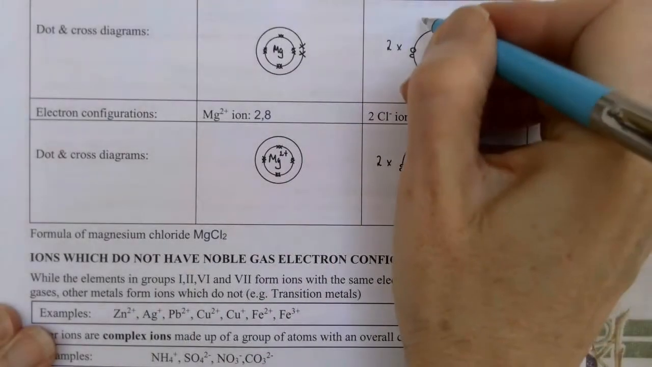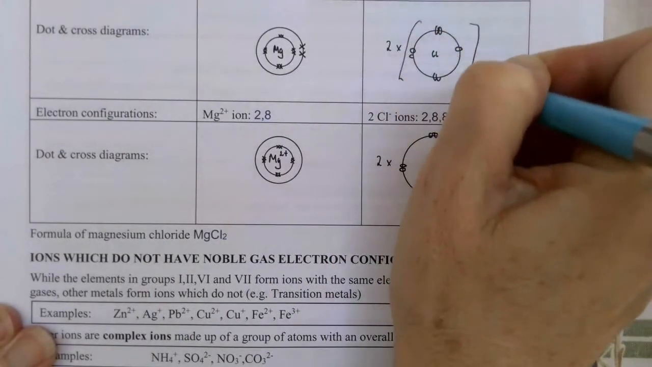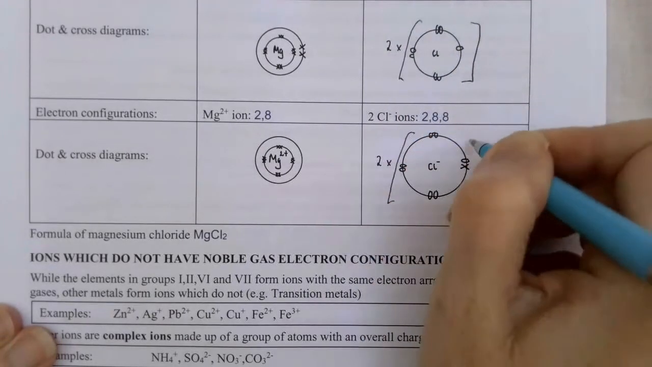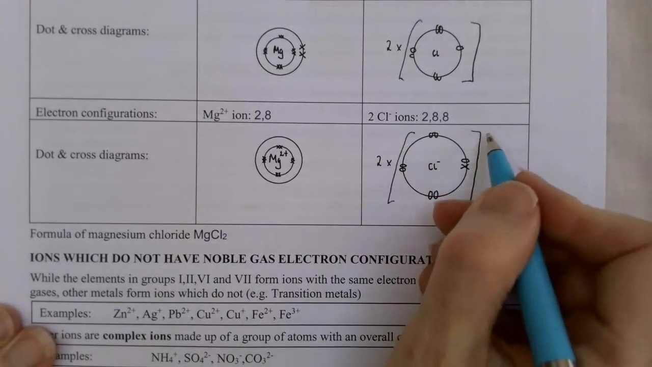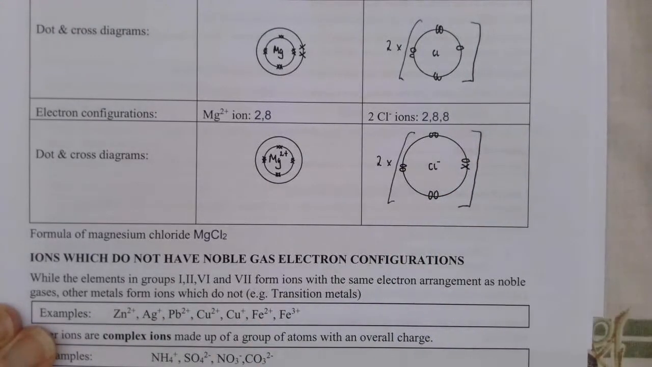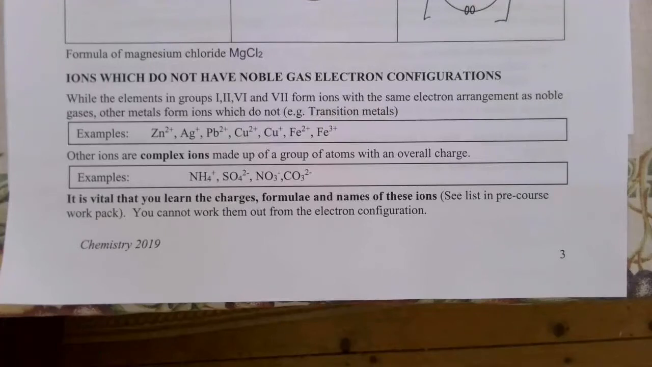And the same for the chlorine. Brackets around to show I've got 2 of those, and I've got 2 chloride ions, and sometimes you'll actually see the charge on the outsides of the brackets. Do you remember there's nothing special or magical about noble gas configurations? There are lots of examples where ions do not have a complete outer shell. Most of the transition metals don't do this, and also you've got to remember we've also got complex polyatomic ions that you need to have learnt.